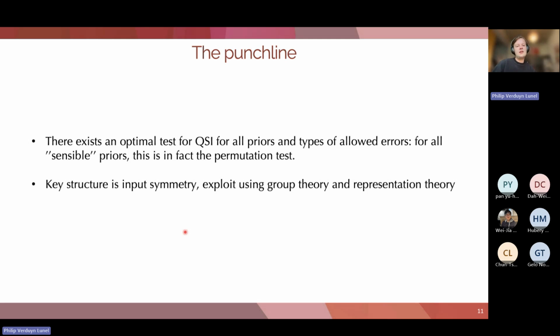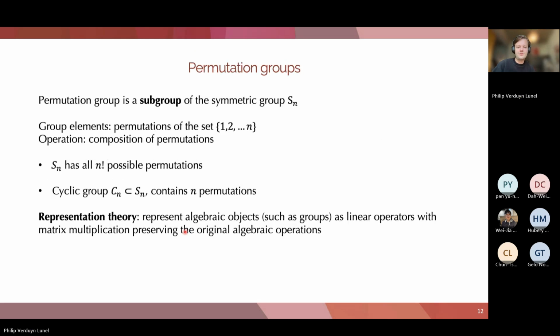setting. A key structure we needed to use is the input symmetry, and we look in great detail at this input symmetry, and we use advanced tools from group theory and representation theory to show that the permutation test is optimal. So like I said before, we're thinking about these permutation groups, so it can be the cyclic group, and those are all subgroups of the symmetric group, which contains all the permutations.